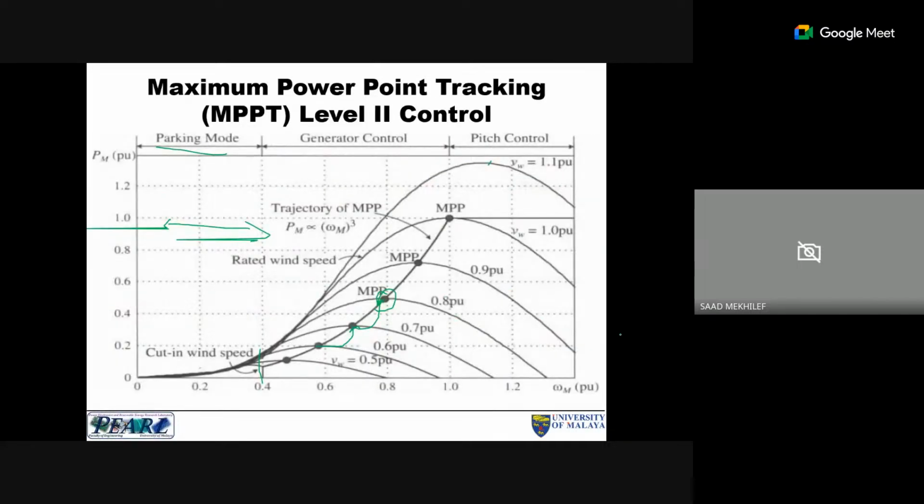So the pitch control mode is for higher than the rated wind speed, but below the cut-out limit. And when the wind speed reaches or exceeds the cut-out speed, the blades are pitched completely out of the wind, and no power is captured at this time.